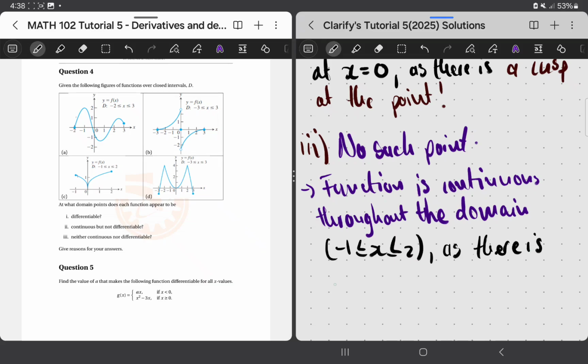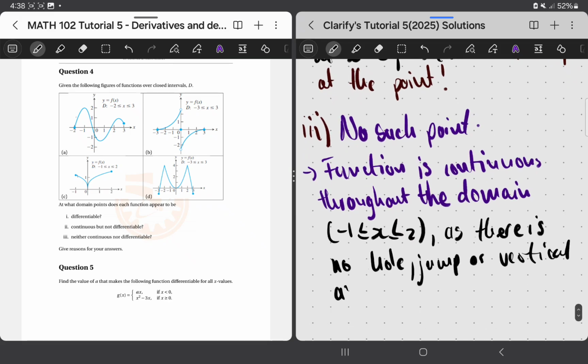Why? As there is no hole, jump, or vertical asymptote. Okay, so here it is. That is it. So there is no point where it is neither continuous nor differentiable.